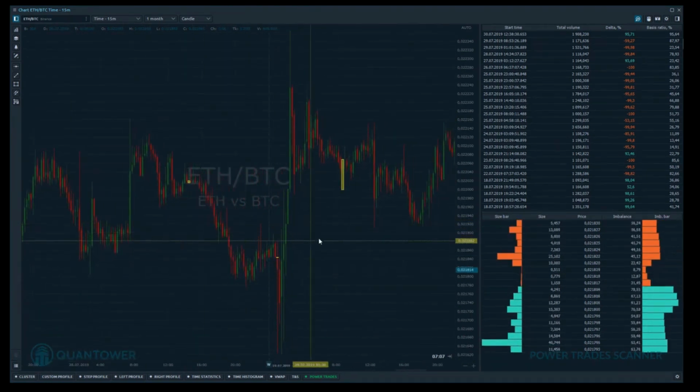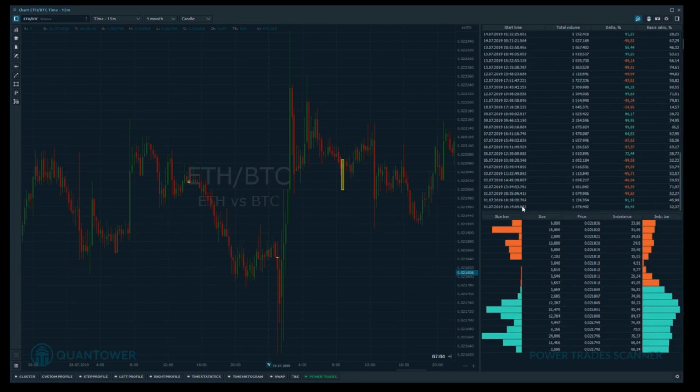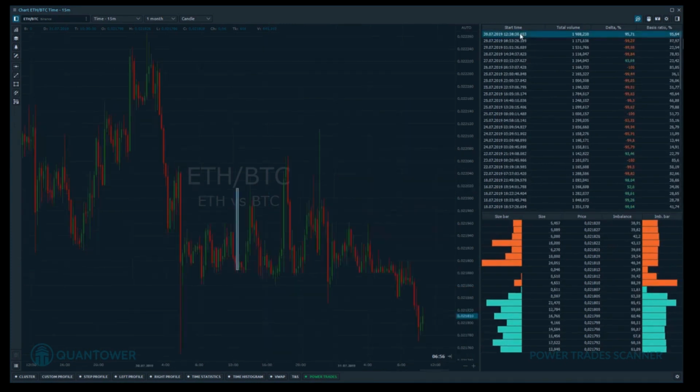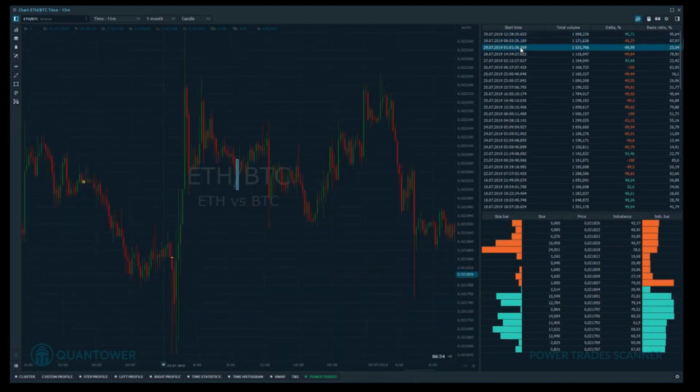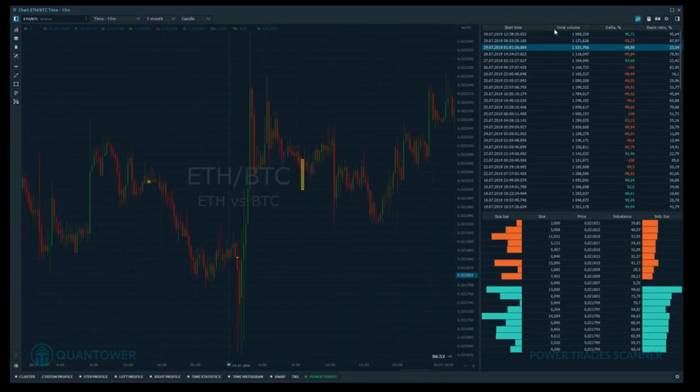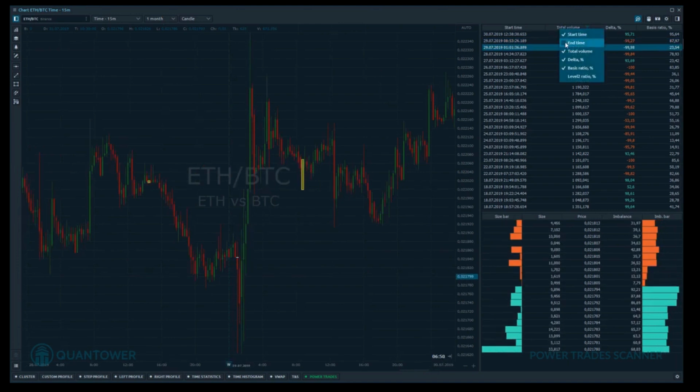And I'd like you to pay attention to the right part of the screen here, where we can see a table that contains all the found results. By clicking on a row, the chart will automatically focus and highlight the selected zone. Also, you can manage the visibility of columns by clicking on the header and specifying the particular columns.